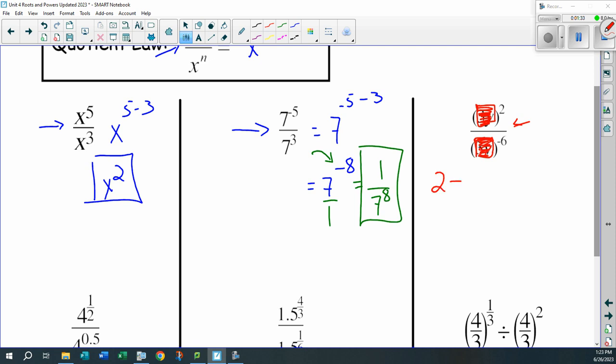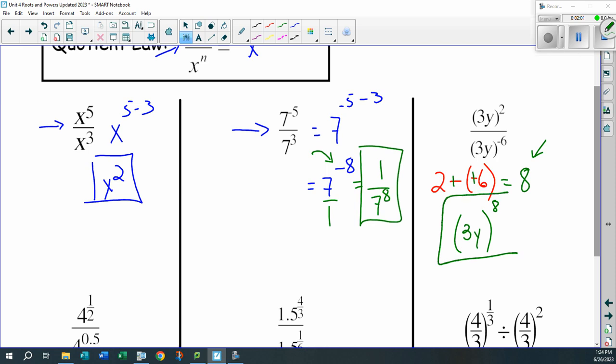Now, here's where most students get caught. They forget that this is a minus 6. So you actually have a double negative. A double negative makes this a positive. The answer is 8. So whatever the original thing was, the original is 3y. There's the original base to the positive 8. Watch out for the double negatives. That's what's going to get you.